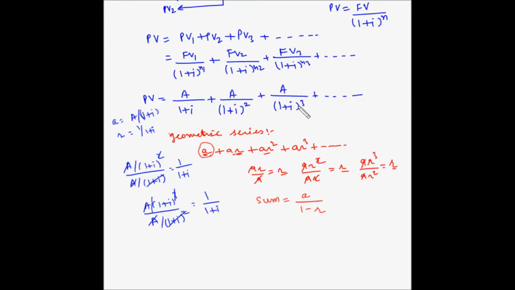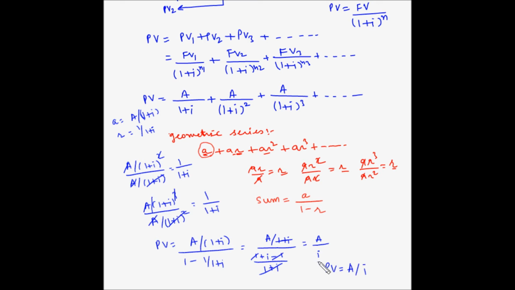So now let's find out the sum. So present value is equal to a, which is A divided by 1 plus I, whole divided by 1 minus r, which is 1 divided by 1 plus I. So this is equal to A divided by 1 plus I, divided by the LCM, which is 1 plus I minus 1 divided by 1 plus I. Now this 1 plus I gets cancelled, and this 1 minus 1 gets cancelled, so this becomes A divided by I. So basically PV is equal to A divided by I. So this is the mathematical derivation of the present value of a perpetuity.